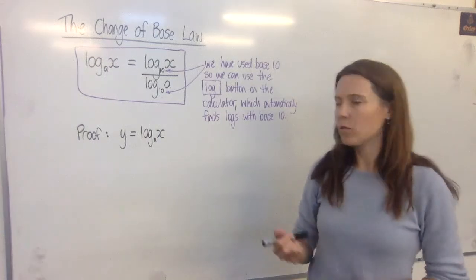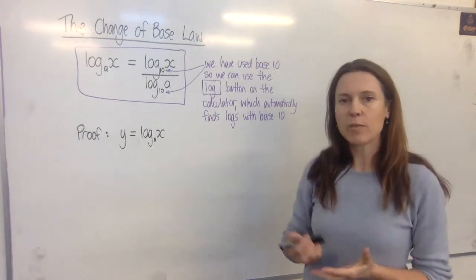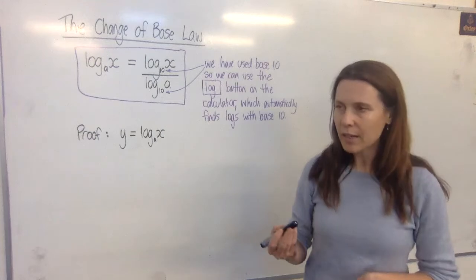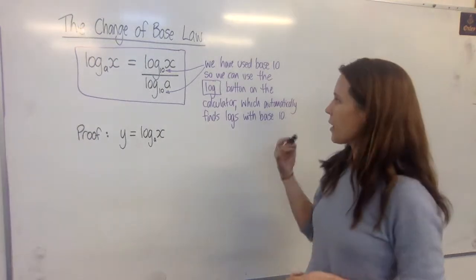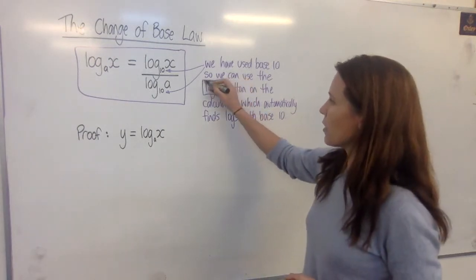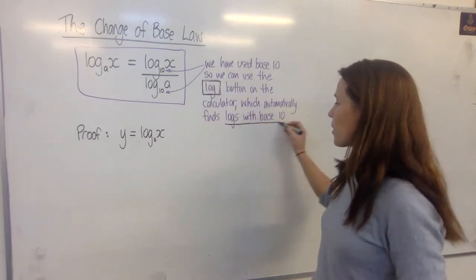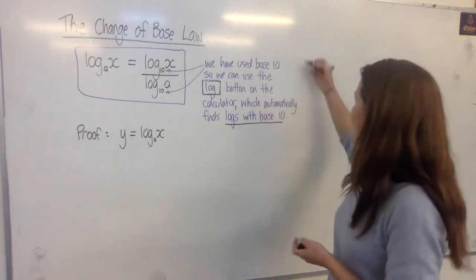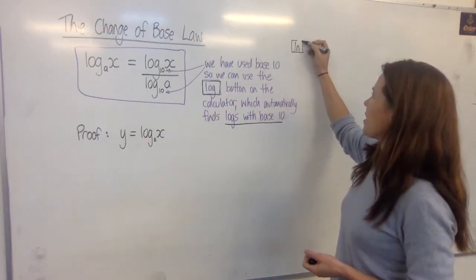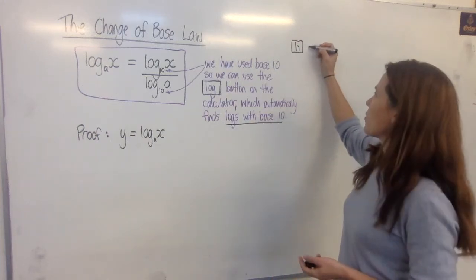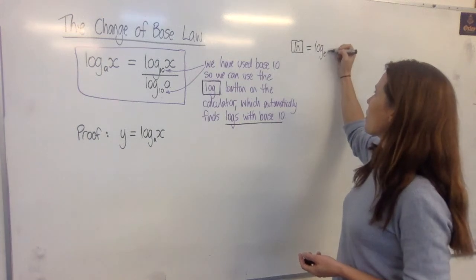The change of base law with logarithms is basically what we use so that we can find any logarithm using our calculator. Now the calculator has two buttons to find logs. It has the log button, which automatically finds logs with a base of 10. We also have another button called ln, and it automatically finds logs with a base of e.